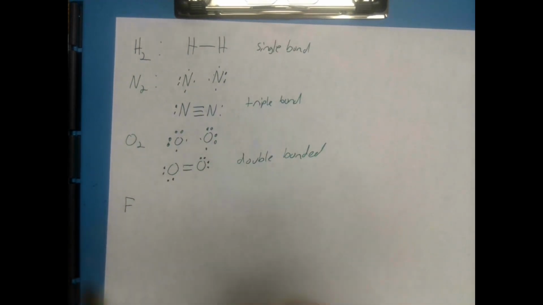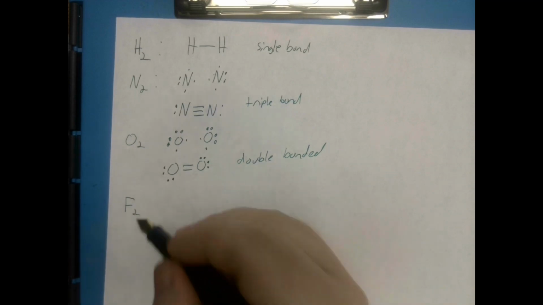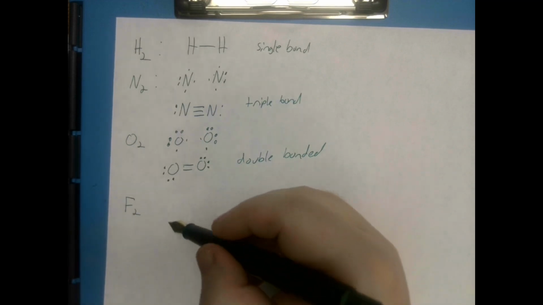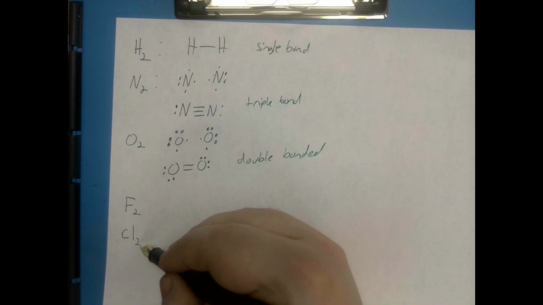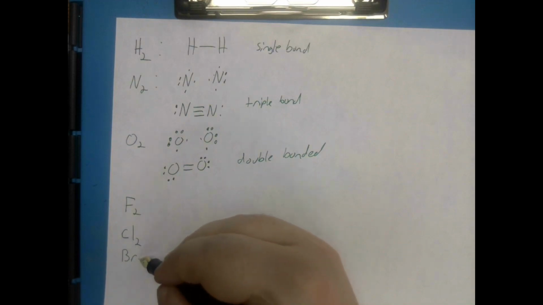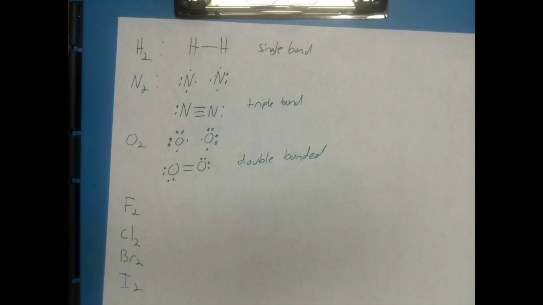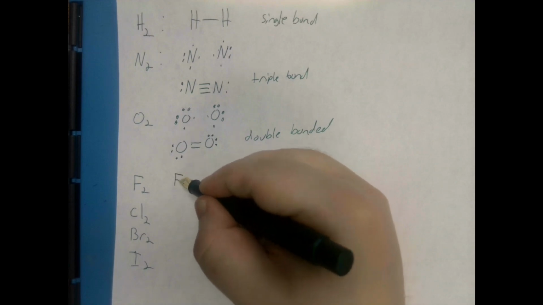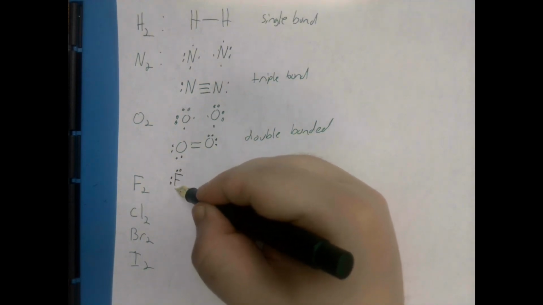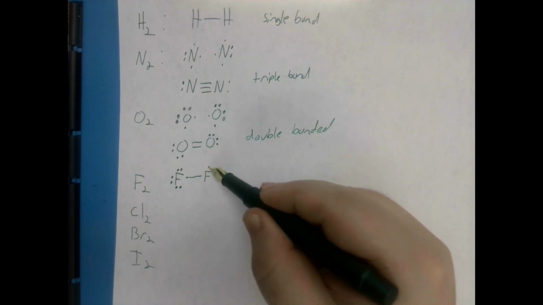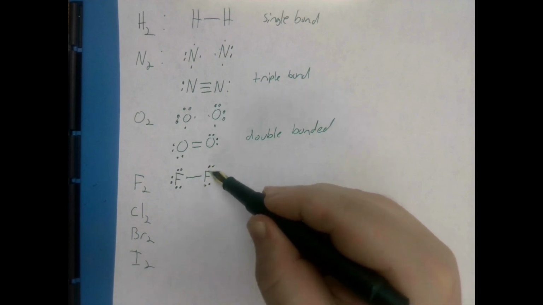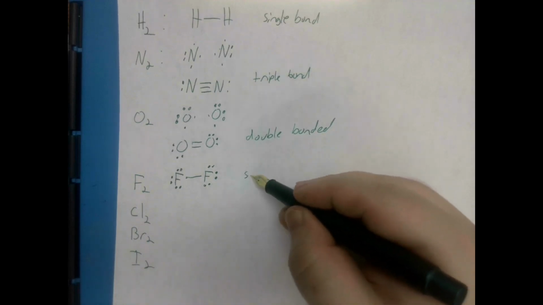Fluorine. What do you think fluorine is going to be? Single, double, or triple? Actually, what do you think all of these will be? So they have 7 electrons. So it just needs 1. So when we connect it over here, they're all going to be the same shape like this. They're all going to be single.